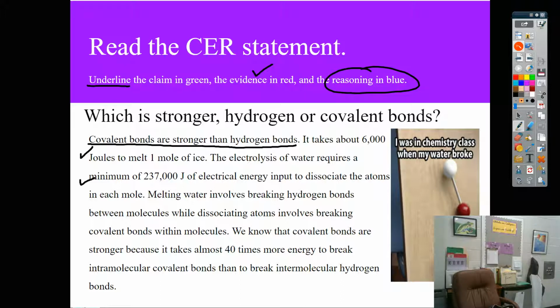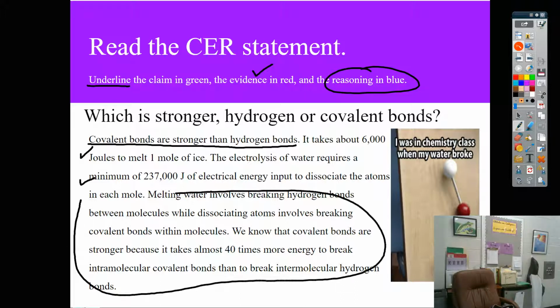All right, Kate, read me part of your reasoning. Melting water involves breaking hydrogen bonds between molecules while disassociating atoms involves breaking covalent bonds within molecules. Okay, good. Is there other reasoning? Does this last sentence fall under reasoning as well? Yes. Does the reasoning link the evidence to the statement? Okay. And I know it's real chemistry termish, but I just wanted you to practice your claim, evidence, reasoning. Okay with that? All right.